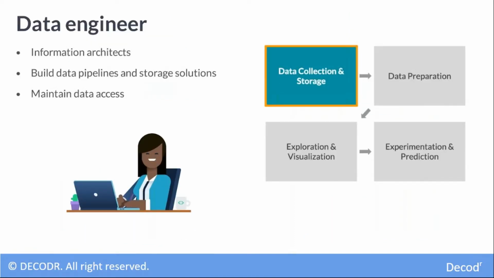So basically, data engineers control the flow of data. They build custom data pipelines and storage systems. So they design your infrastructure so that the data is not only collected, but easy to obtain and process. So within the data science workflow, they focus on the first stage, which is data collection and storage.